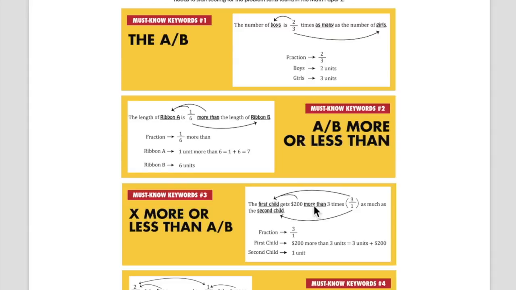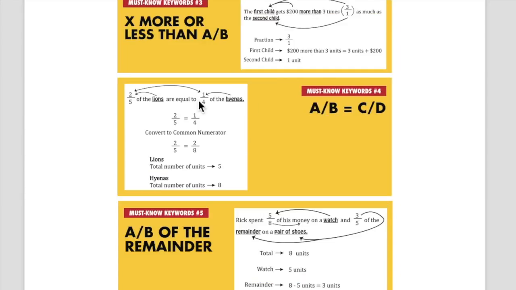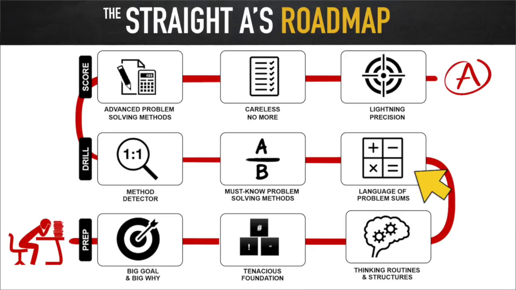So lastly, the next one I'm going to go into is actually the fourth one, which is the A over B equal to C over D. But before that, I want to remind you that this is just one part of the whole roadmap, right? So this whole thing is just one part of the whole roadmap. We are now here at the language of problem sums.